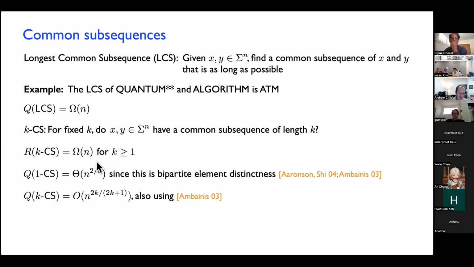If you consider larger k, you can again use the k-distinctness algorithm of Ambainis, but it gives you a complexity that grows to be close to linear in n if k gets big. And again, the question is, can we do better than this? And so what we're going to do is improve on this, using this quantum divide and conquer idea.